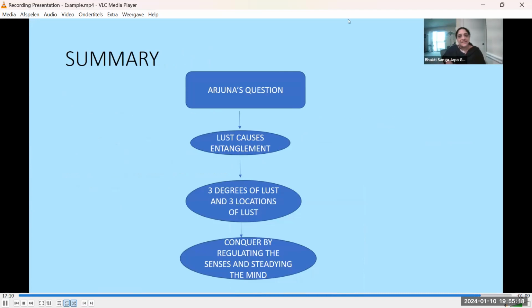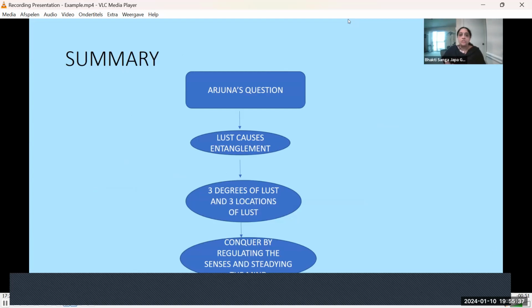So now we will summarize what we have learned so far. Arjuna had a question. That's how we started. Why am I forced to act in a certain way, though it's not my nature? For that, Krishna says it is lust only. Lust is the cause of entanglement. And then he went on to explain the 3 degrees of lust and the 3 locations of lust.